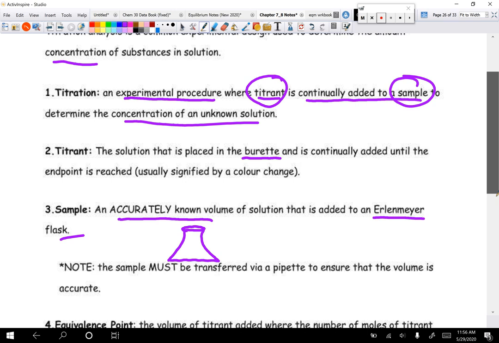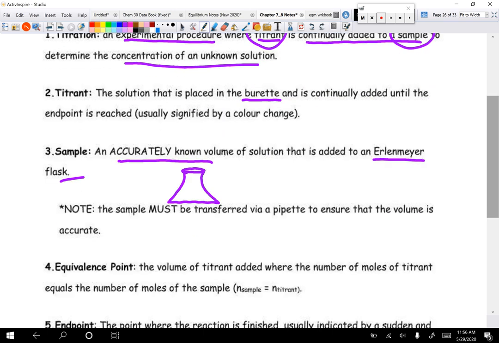Now, when we're transferring stuff inside of the Erlenmeyer flask with a sample, it must be an accurately known volume. So we need to transfer it using a pipette. So this ensures that the volume is accurate. So you've worked with pipettes before, but you could have a volumetric or a graduated pipette. Those are just designed to be very accurate when transferring solutions.